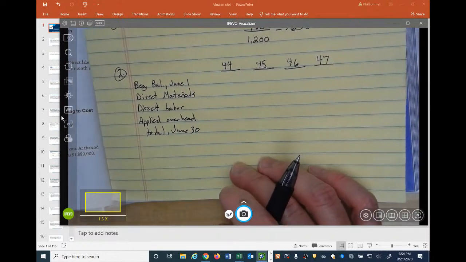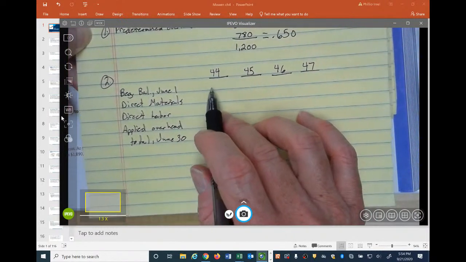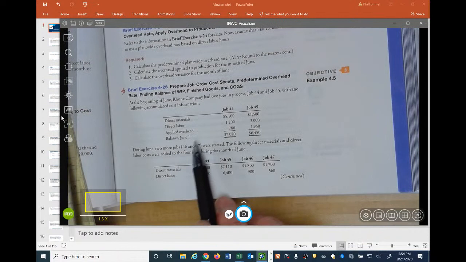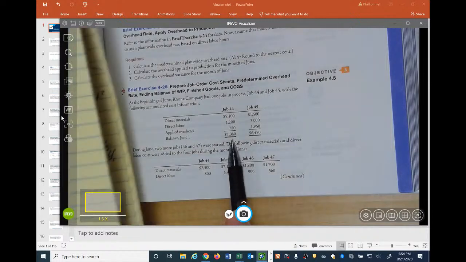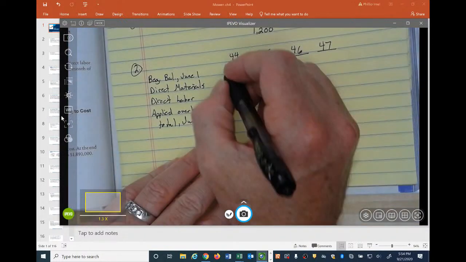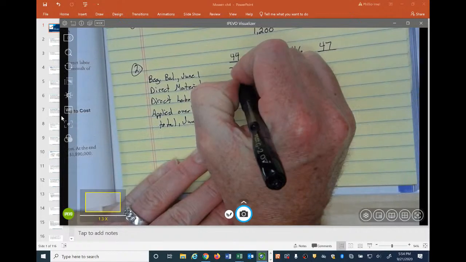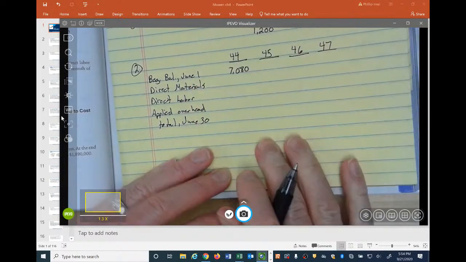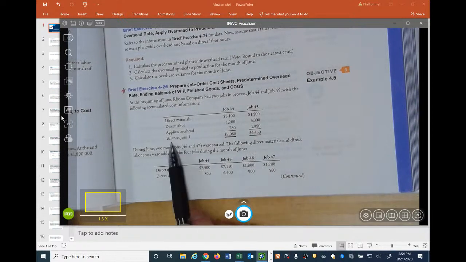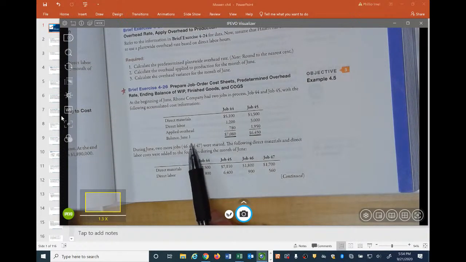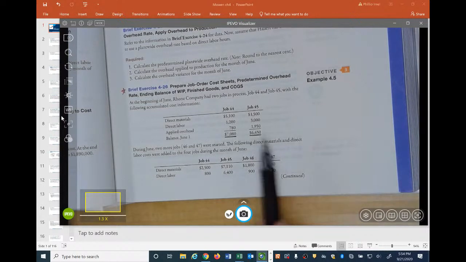Okay, now let's talk about the beginning balance as of June 1. So for job 44, we can see that the beginning balance June 1 is 7,080, right? So there's our starting point for job 44 on June 1. So that's going to be 7,080, right? Next, for job 45, we can see the beginning balance is 6,450 because that's the balance as of June 1st, right? So we'll take that beginning balance.